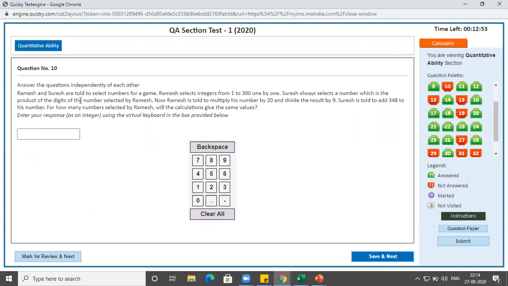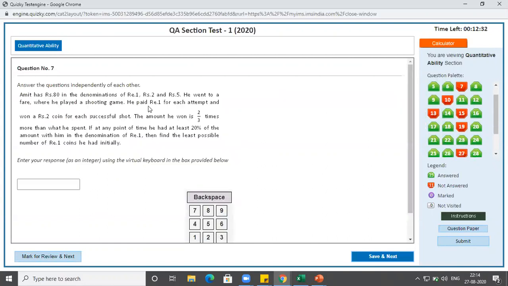Okay, Ramesh and Suresh are told to select numbers for a game. Ramesh selects integers from 1 to 300 one by one. Suresh always selects a number which is the product of the digits of the number selected by Ramesh. Now Ramesh is told to multiply his number by 20 and divide the result by 9. Suresh is told to add 3, 4. How many numbers? It's a counting question. It is going to take some effort later. These are a lot of numbers. We'll check this in Round 3.